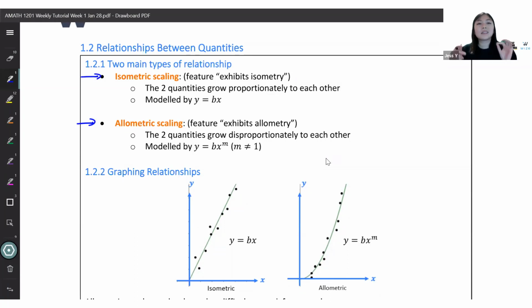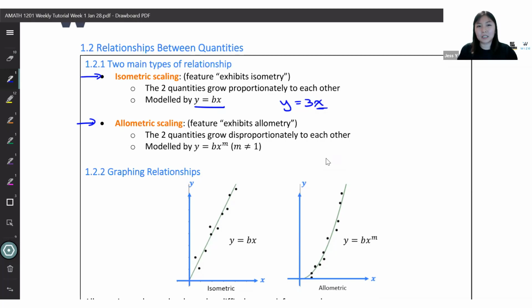So what this means is that in an isometric relation, that's what I like to call it, the two quantities that are being related grow proportionally to each other. And that's modeled by y equals bx. It's your straight line, right? y equals 3x, for example, y equals 4x, some number times x. It grows proportionally because, for example, if x doubles, my y quantity will double. If x triples, my y quantity will triple. So that's isometric scaling, okay?